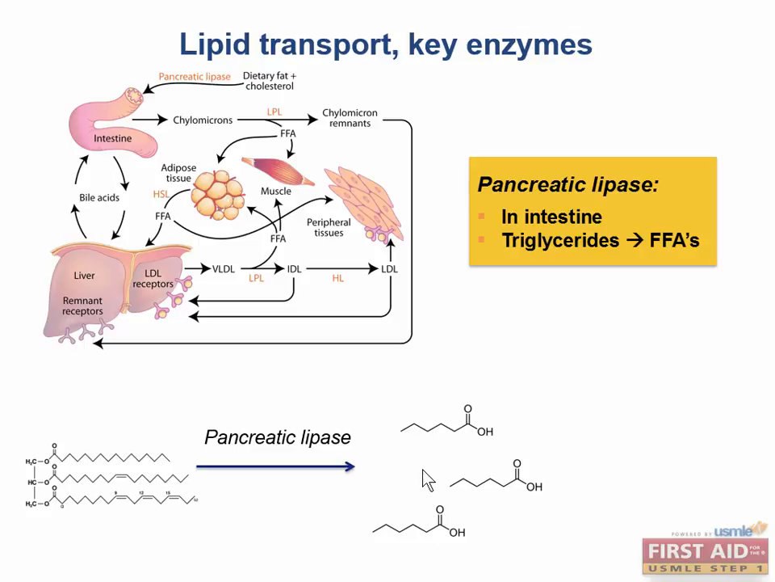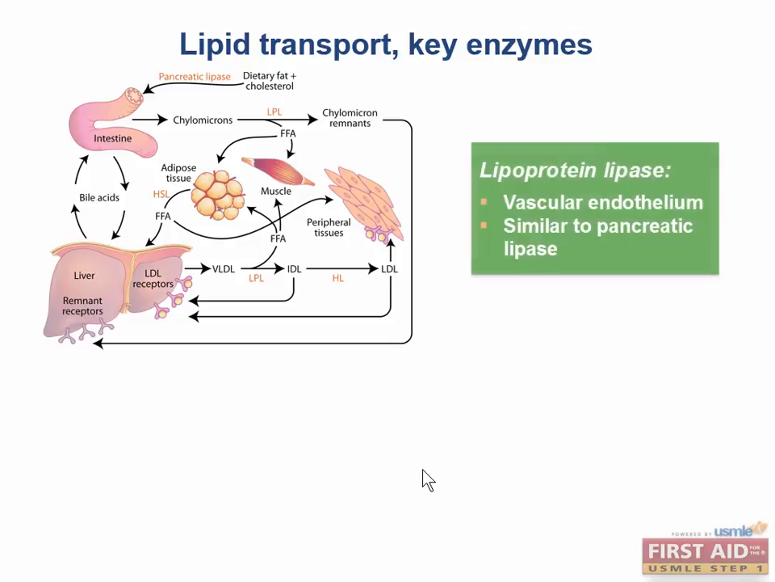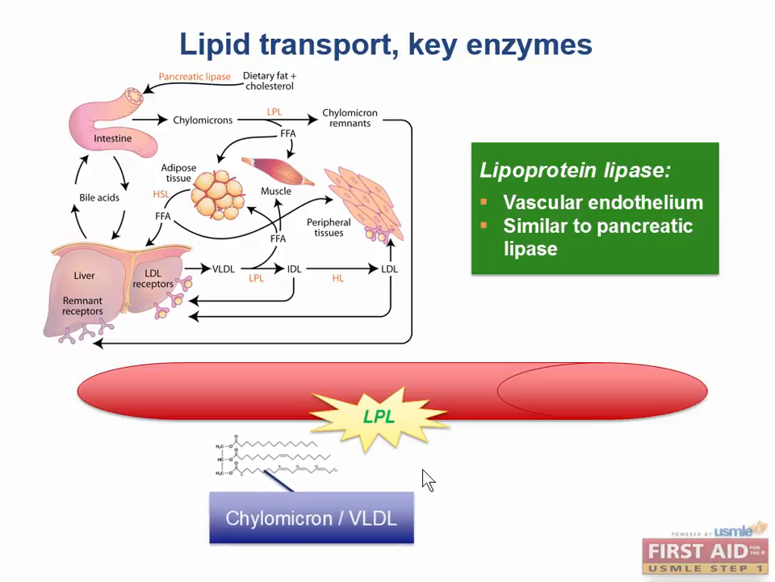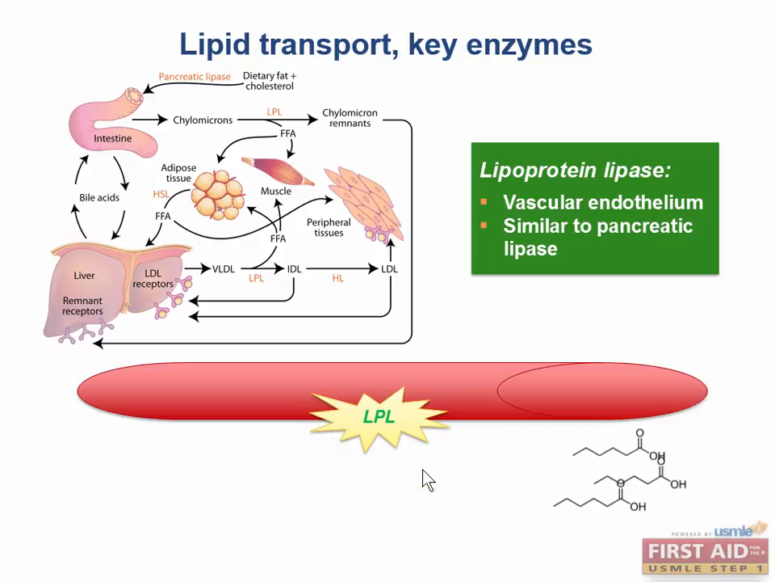These free fatty acids can then enter the enterocyte and reesterify into a triglyceride, so that it can be exported in a chylomicron. Another enzyme is going to be lipoprotein lipase, or LPL, and this is found in vascular endothelium in adipose and muscle cells, and it's going to catalyze the exact same reaction as pancreatic lipase in the gut. It's going to degrade triglycerides that are circulating in chylomicrons and VLDL so that they can be absorbed by cells locally, and the chylomicrons then go on to become remnants that are transported back to the liver.